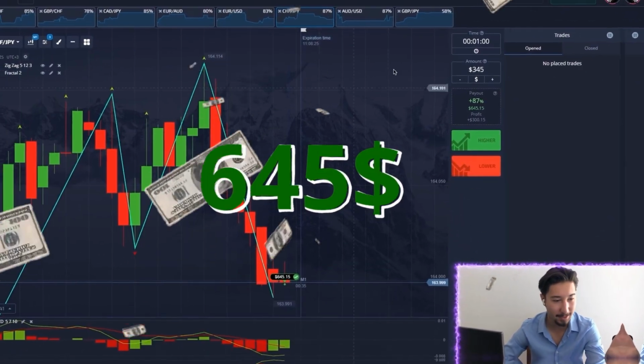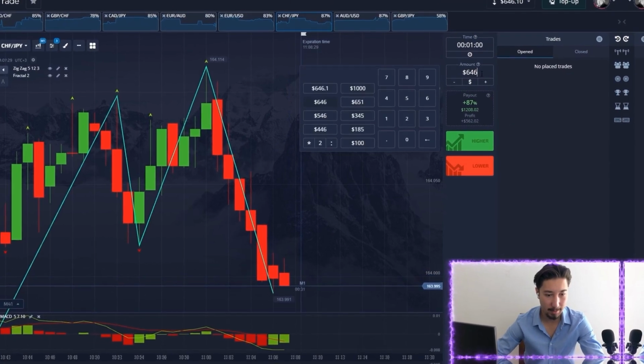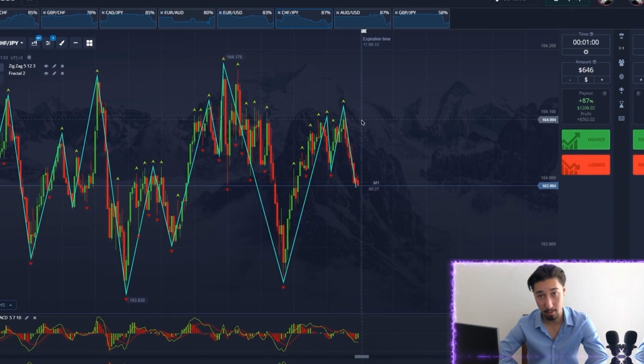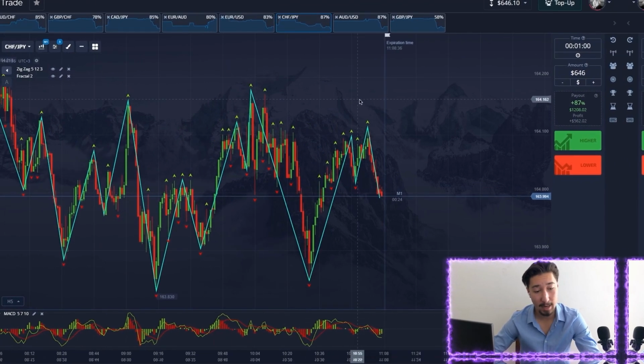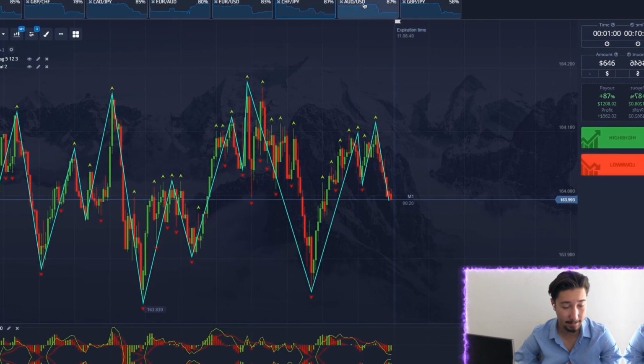Nice. We're in profits, guys. Another position in profit. We will change the amount of the transaction value, also set the maximum and continue our trading. As I said, we had a good point of contact here, and we're selecting the next currency pair.